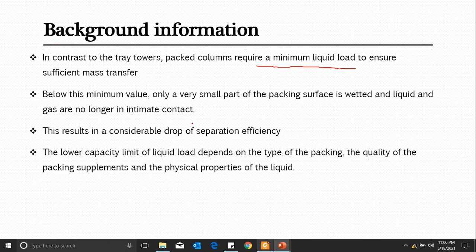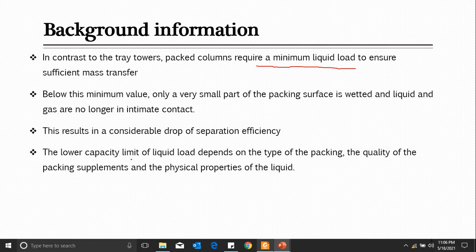So due to this reason, in order to maintain some specific flow rate of the liquid to keep the packing wetted, we need to calculate that, so that later on we can decide what will be the diameter of the column to handle that amount of liquid, keeping all the other parameters like velocity as well as pressure drop inside the design limits.